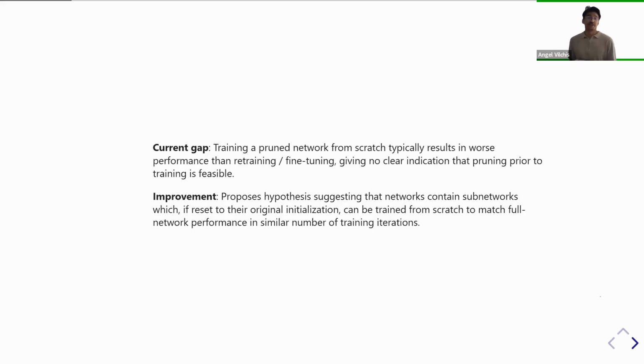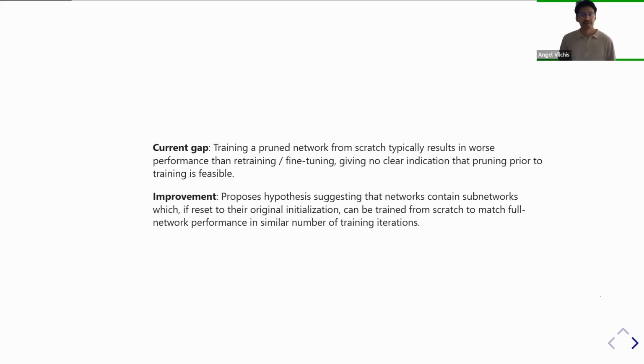Let's say we reach a performance A. If we were to take that pruned network and reinitialize it, and train it from scratch, we wouldn't reach that performance A. So that doesn't offer any hope that we can prune before training, because that's what we're doing, or at least simulating. We don't reach the same performance as when we trained the original network and then did pruning. So that's the gap that this paper addresses.